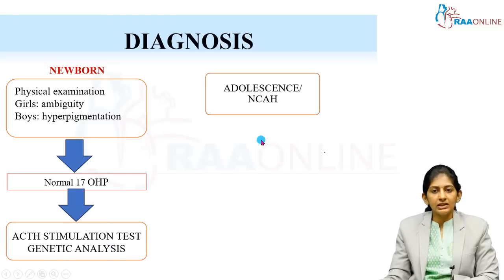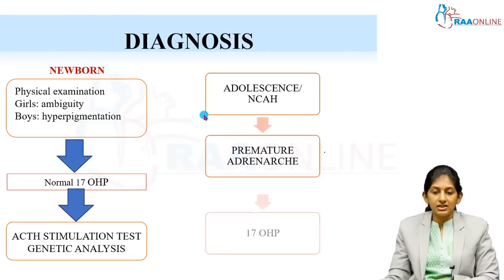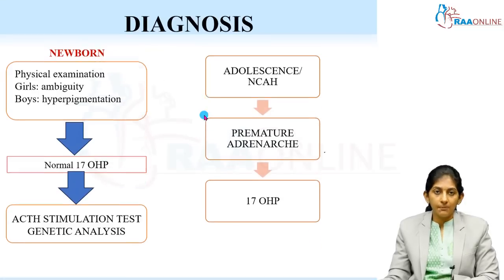Fine. In adolescence, or if you suspect a non-classical adrenal hyperplasia, right? In adolescence, what are the most common manifestations? All the manifestations of hyperandrogenism, premature adrenarche, a girl with a lot of hyperandrogenic manifestations. You suspect, you do again a 17-OHP level, and that will clinch the diagnosis.